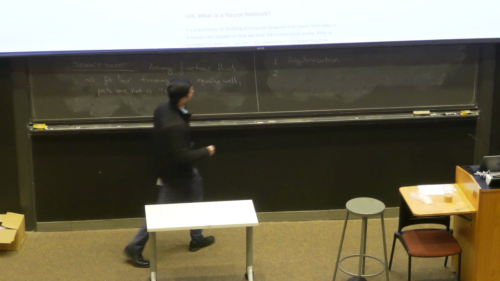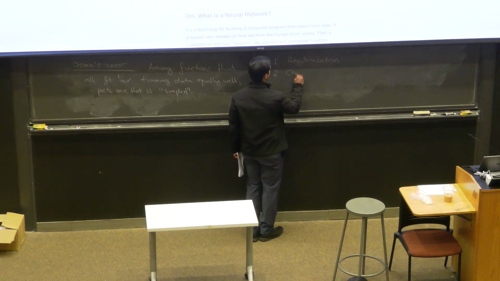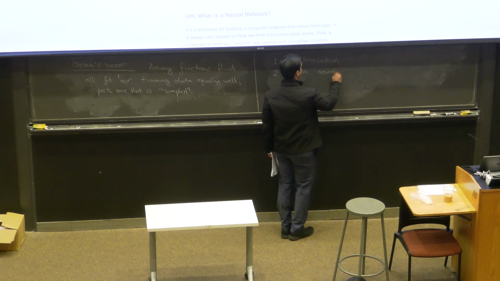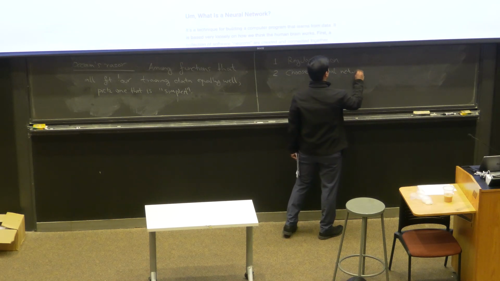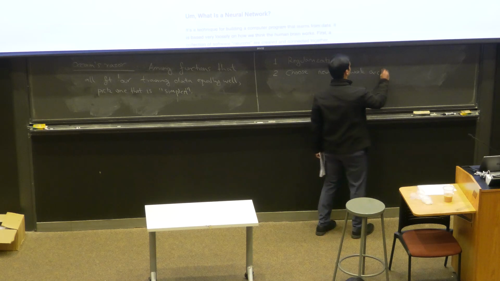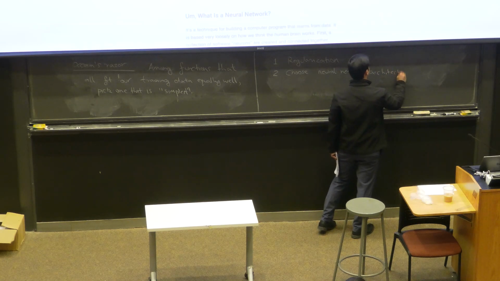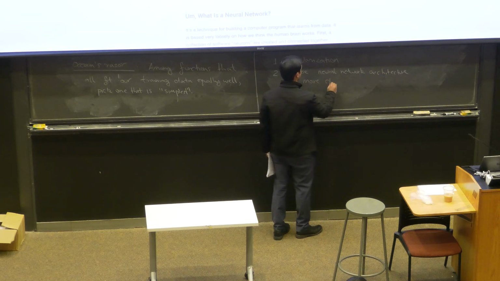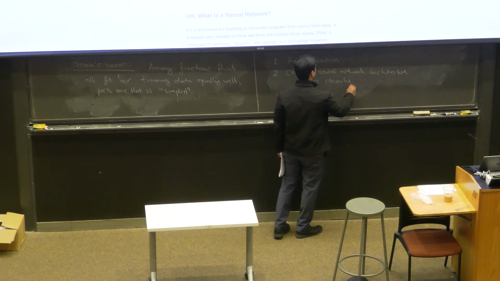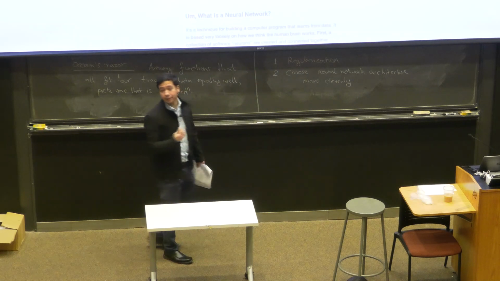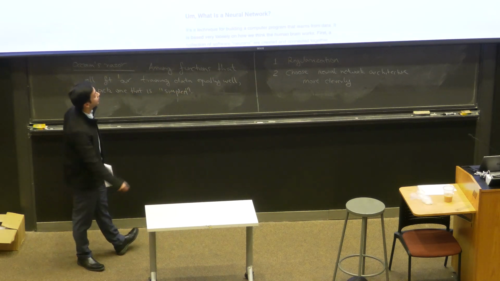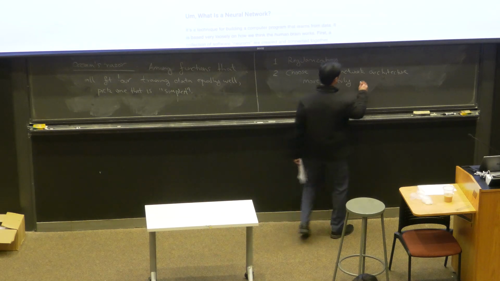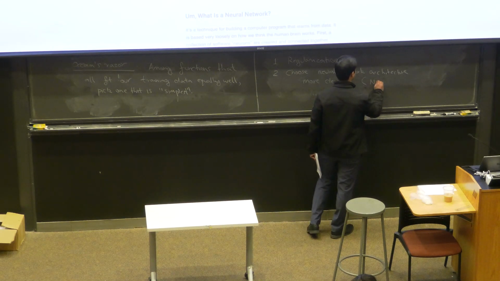The other class is to basically choose a neural network architecture more cleverly, based on some knowledge that we have about our data generating process. So this one we'll spend more time talking about in the next lecture.